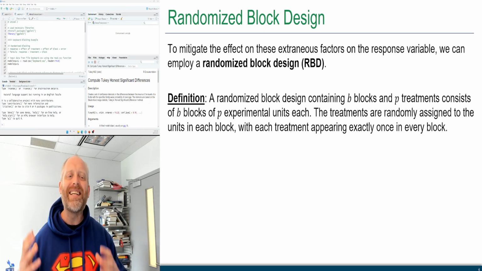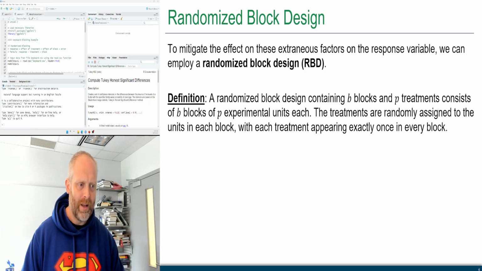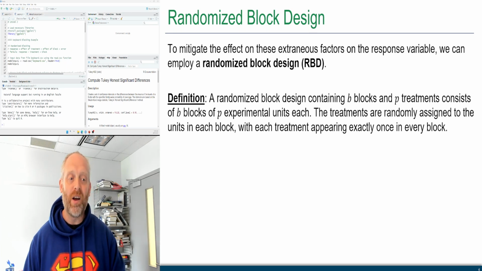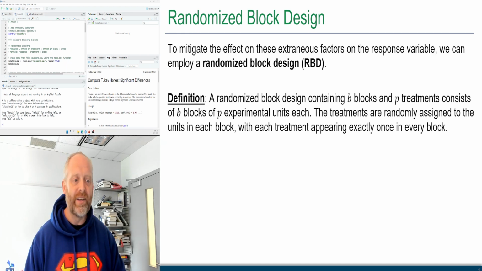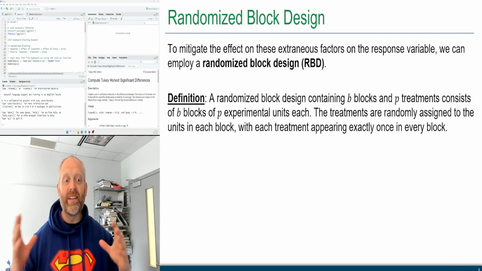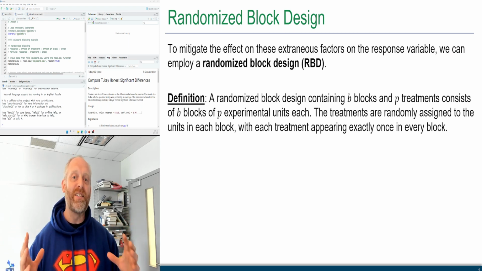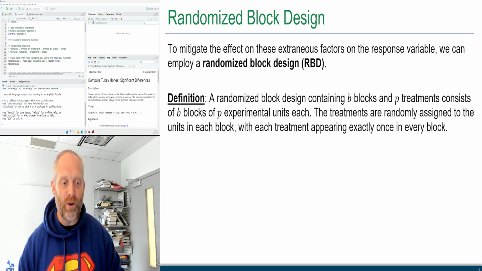So basically, each block is going to contain all of the treatments inside of it. These treatments are randomly assigned to the units in each block. So we have the P experimental units. We'll randomly assign which order they go in, with each treatment appearing exactly once in every block. So inside every single block, every treatment possible is going to be there in some different order.